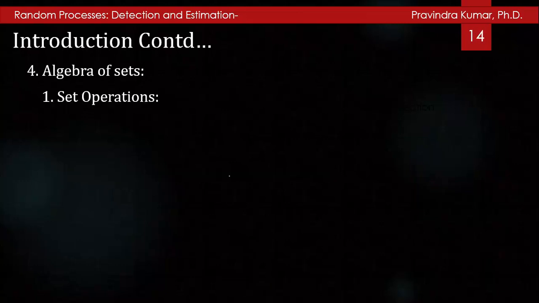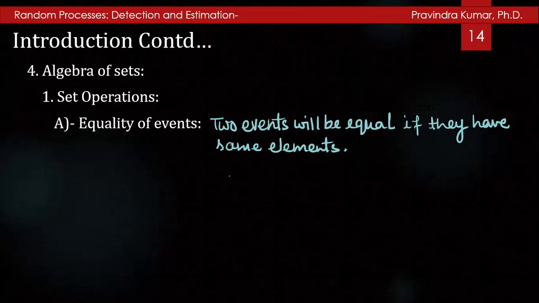Now the fourth point is the algebra of sets, in which first we will discuss set operations. First is equality of events. Two events A and B will be equal if they have the same elements or the same sample points. So we can represent this as A equals B. Event A will be equal to event B if A is a subset of B and B is a subset of A.